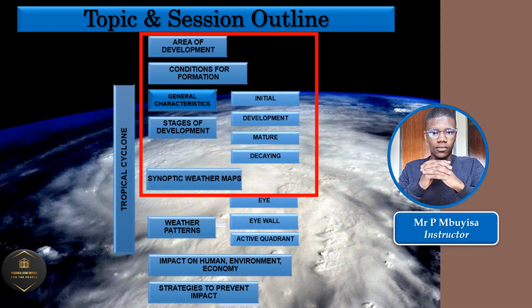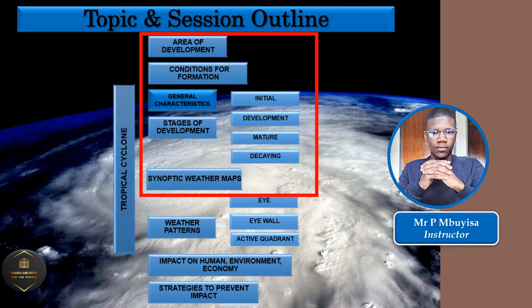You also need to be able to identify the system on a synoptic weather map and satellite images. This is very important, the identification part. Just as with the previous session, we also need to look at the associated weather patterns with different parts of the system, being the eye wall, and the active quadrant, also known as the dangerous semicircle. Those are the weather patterns that you have to accustom yourself with.